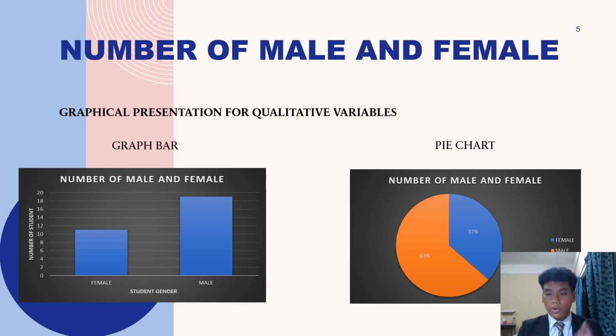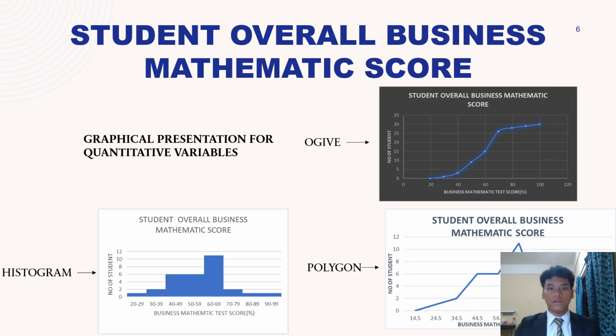Thirdly, this is the number of male and female. As you can see, I already put 2 graphs, which are the graphical presentation for a qualitative variable. The first one is a bar graph, and the second one is a pie chart. So this is the students' overall business mathematics score, and I already put 3 graphs, which are the graphical presentation for a quantitative variable. At the upper is the OGIVE, at the left bottom is the histogram, and at the right is the polygon. All of these are the students' overall business mathematics score.